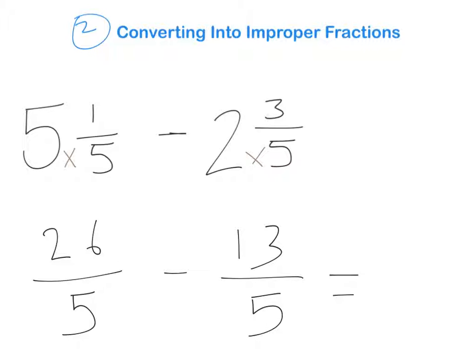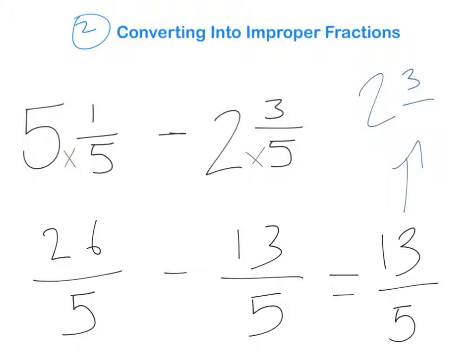And then taking away the 13/5 from the 26/5 is easy. I will actually be left with 13/5, much like I was in the first method, which I can then turn back into a mixed number, which would give me 2 3/5, exactly the same as what we saw before.